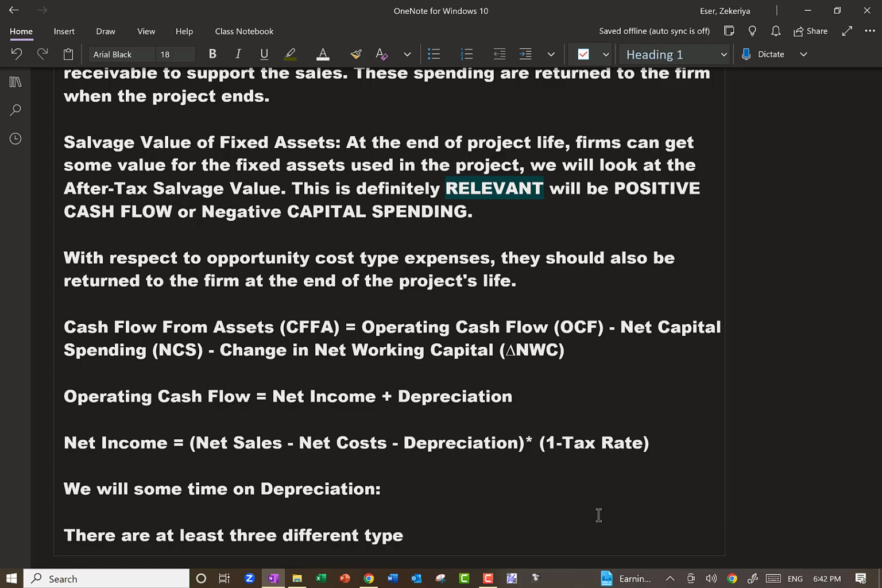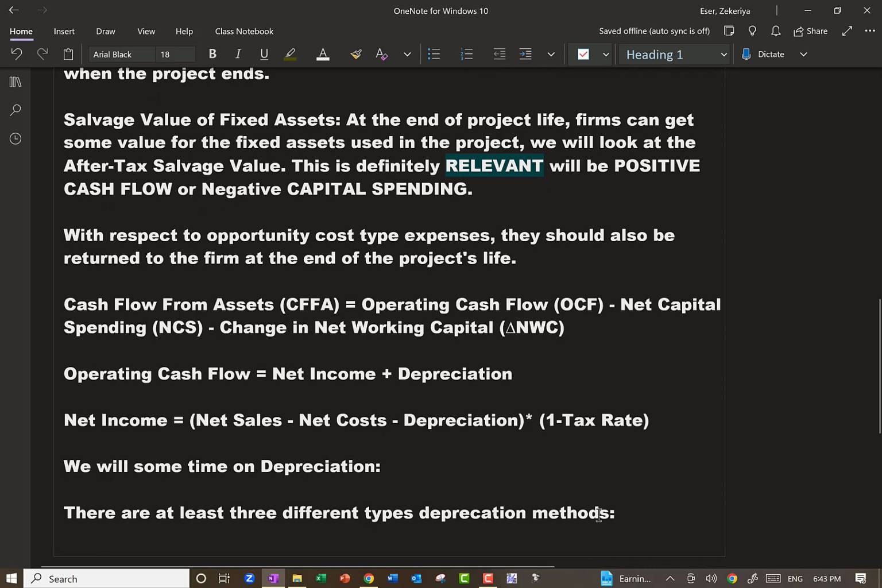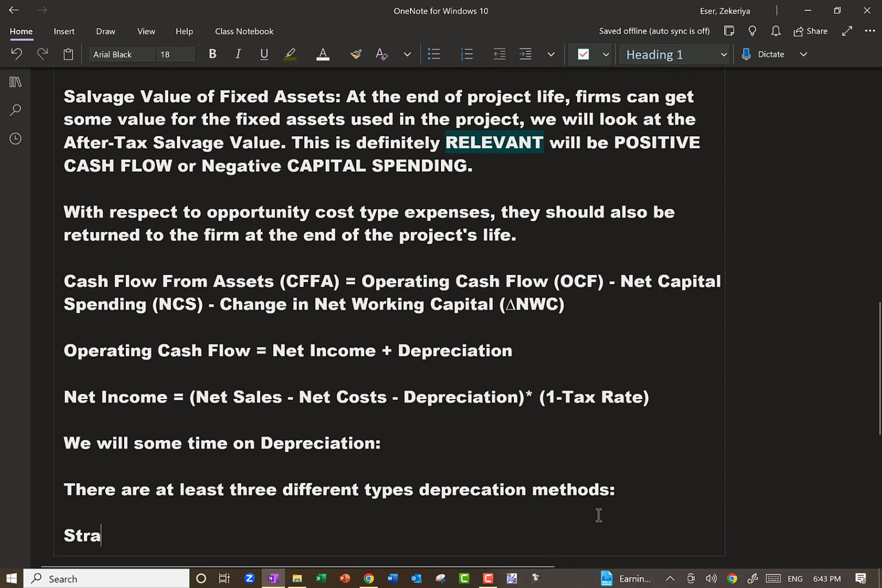Three different types of depreciation methods. Your book talks about only two of them, but I want to introduce you to the third one as well. One is straight line.